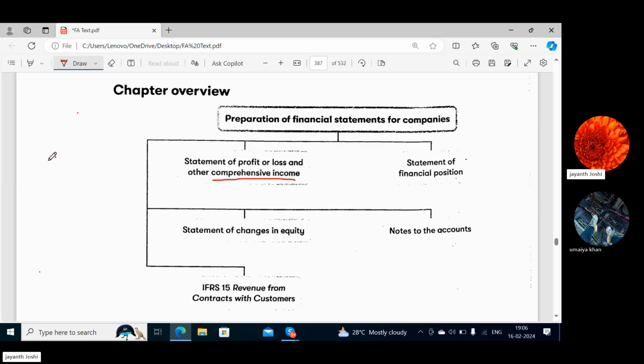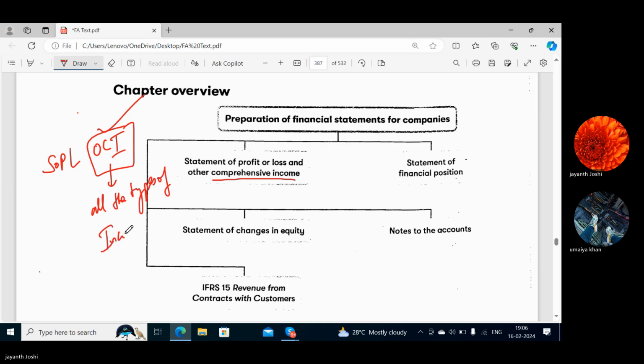See, you have a good idea about SOPL, but what is OCI? That also you should be knowing. The other comprehensive income section has all the types of incomes which are non-realizable, which are of non-realizable nature. So all the incomes which are of non-realizable nature come under the other comprehensive income section.